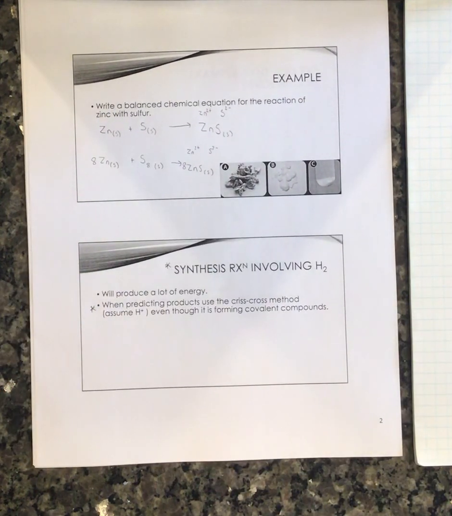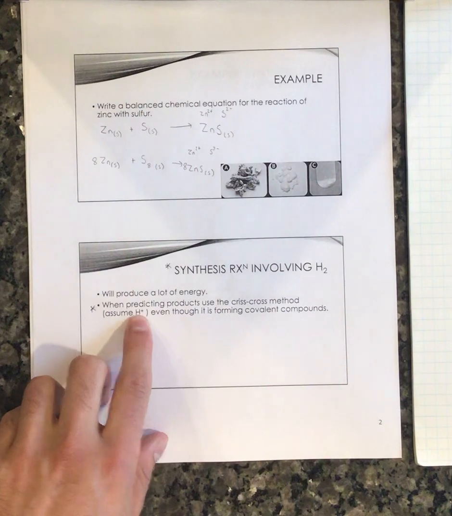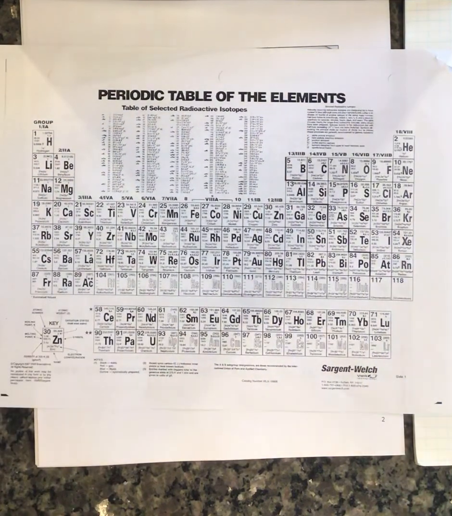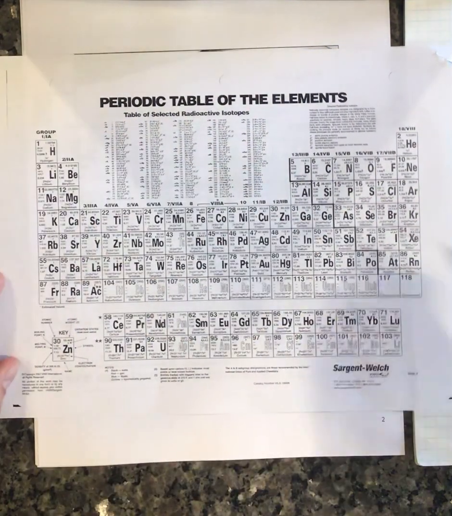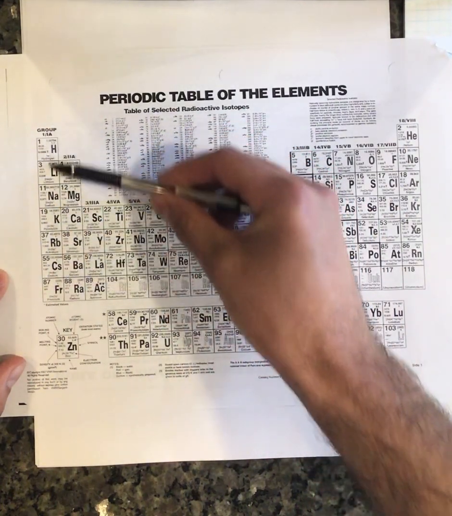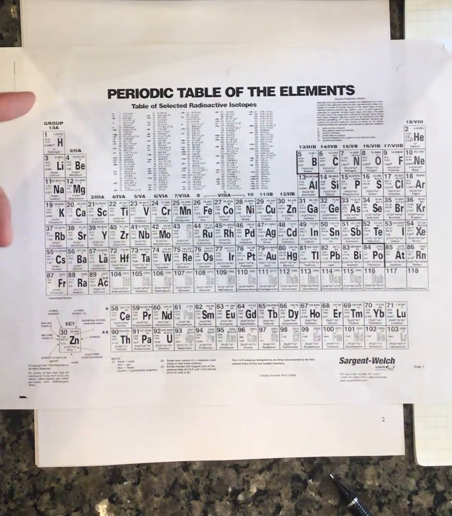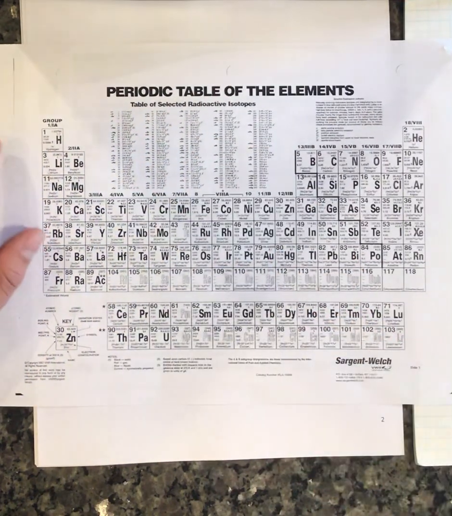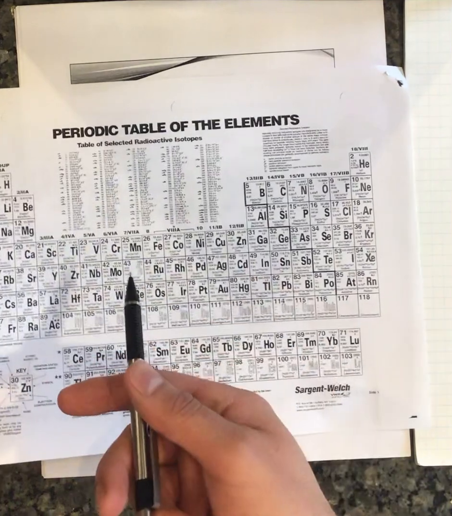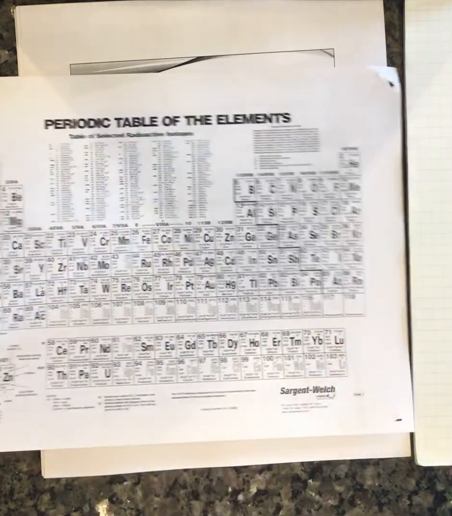Now, what is most important is this point right here. When we're predicting our products, we use the crisscross method, but we are going to treat hydrogen like a metal. We're not going to treat it like a non-metal, so it's going to be more of an ionic compound. The reason is that on this periodic table, hydrogen is in this group right here with our alkali metals, because hydrogen forms a 1 plus charge. It acts like one of the metals there, even though hydrogen is a non-metal, it's still placed on that side.